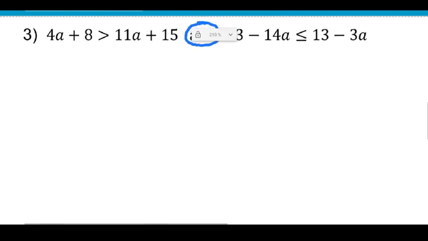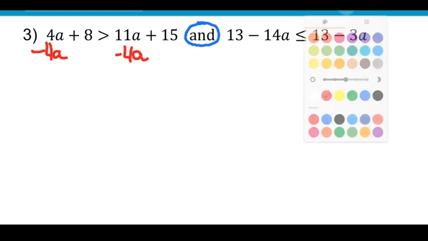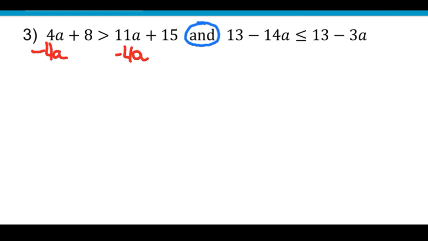So on the first one, I'm going to go ahead and subtract 4a from both sides, trying to get a's on the same side of my inequality symbol. And just to save some writing, let's go ahead and move the numbers to the other side. So I'm going to subtract 15 from both sides. And so what that's going to allow us to do is have all the a terms on the right. So that's 7a. And on the left, all of the numbers, and that's going to be negative 7.